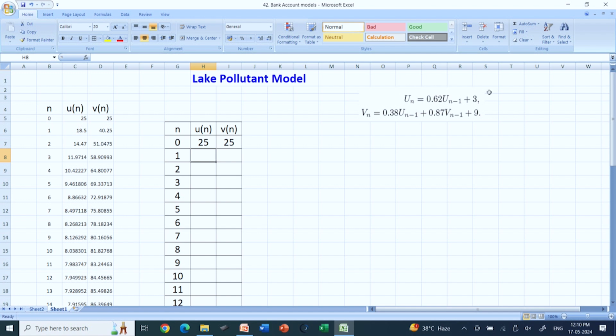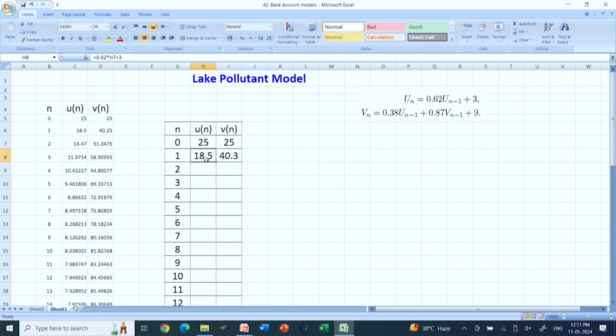So, I am calculating first this particular equation. If I put n equal to 1 here, this is 0.62 u0 plus 3. So, exactly that is what I am going to do. This is equal to 0.62 multiplied by u0, which I have taken to be 25, plus 3, and enter. This value is equal to 0.38 multiplied by un minus 1, rather u0, which is this, plus 0.87 multiplied by v0, which is this, plus 9.